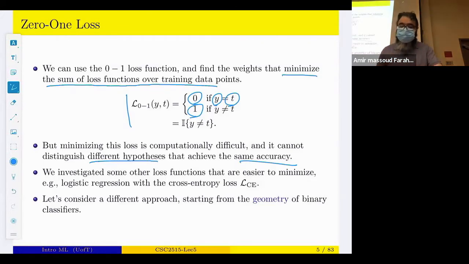So we investigated some other loss functions that were easier to optimize. For example, we considered logistic regression, which had a logistic activation function and a cross-entropy loss function. Here the plan is to consider a different approach, starting from the geometry of the binary classifier.